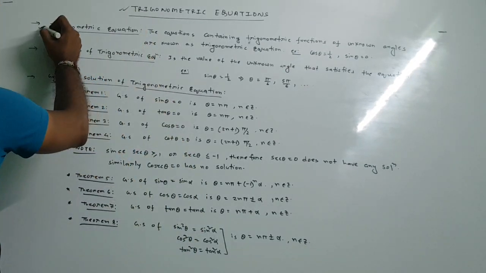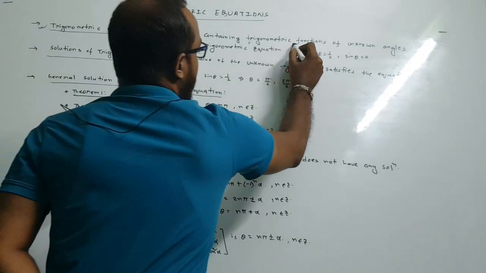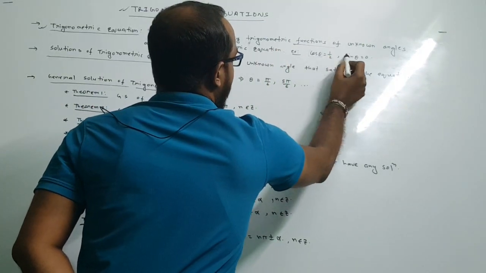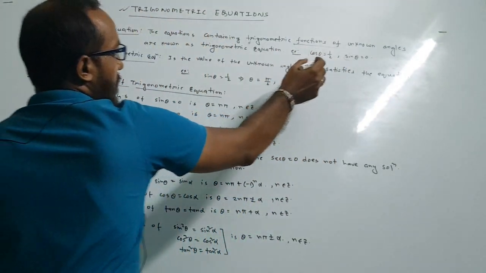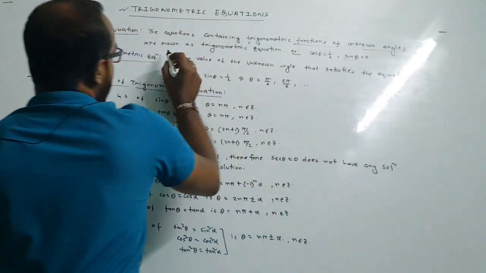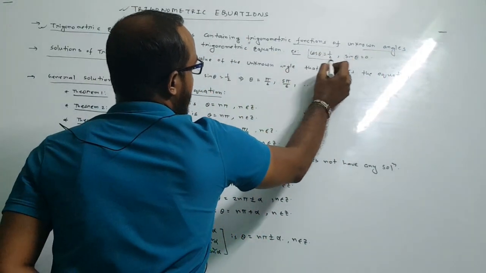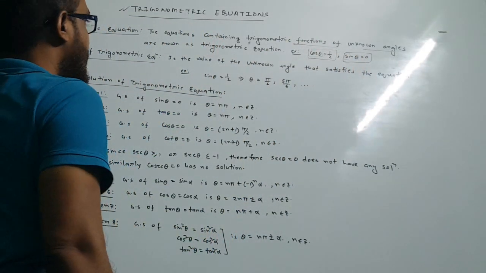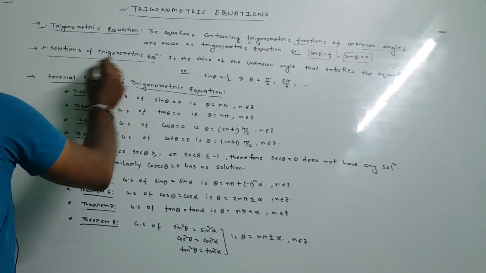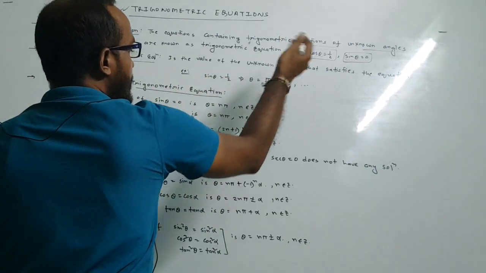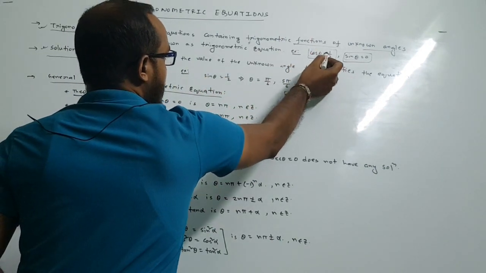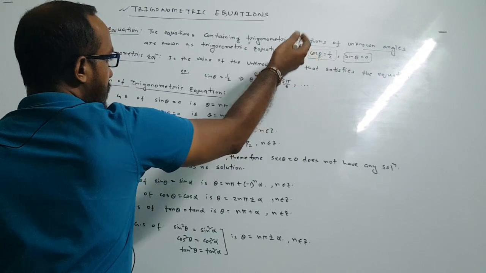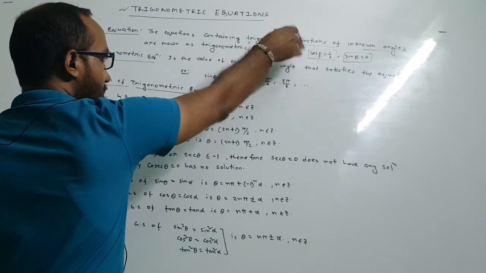See, what is a trigonometric equation? The equation containing trigonometric functions, let us say cos theta, sin theta, of unknown angles are known as trigonometric equations. Let us say cos theta equals half, sin theta equals 0. These are trigonometric equations. Now the solution of a trigonometric equation is the value of theta which satisfies the equation.